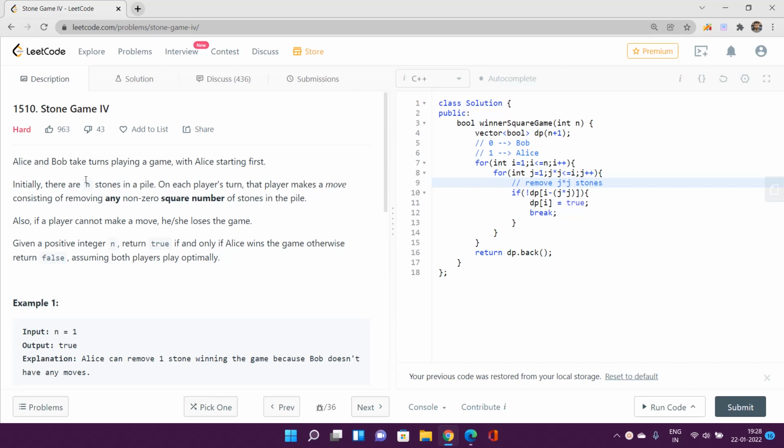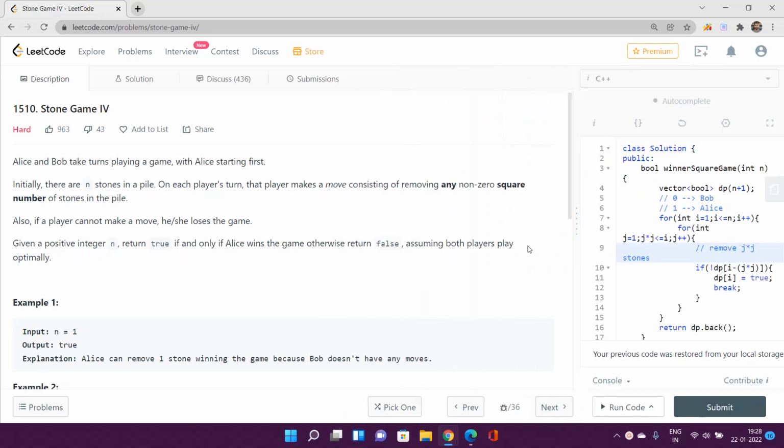a lot in the LeetCode problem set, or on some other competitive programming websites. So this is quite a standard problem, and we are going to use the dynamic programming approach to solve this one. So Alice and Bob take turns playing a game, with Alice starting first. Initially there are n stones in a pile, and on each player's turn the player makes a move consisting of removing any non-zero square number of stones in the pile.